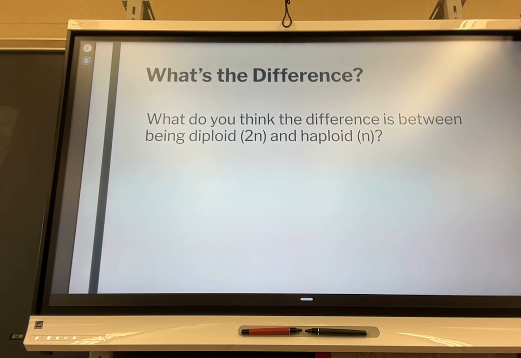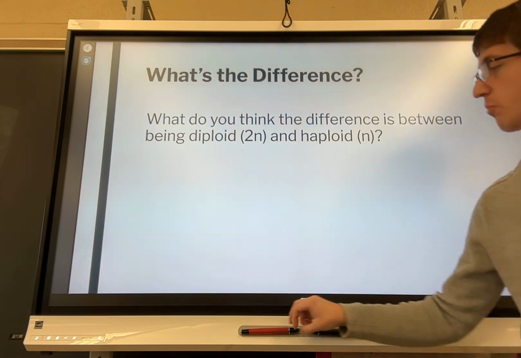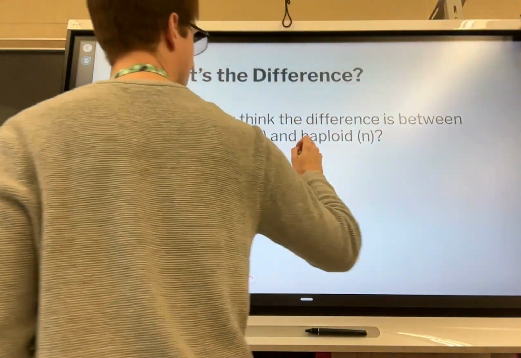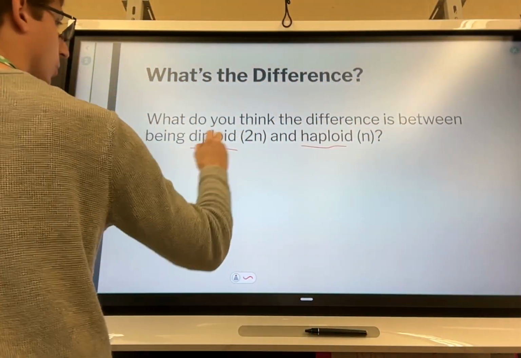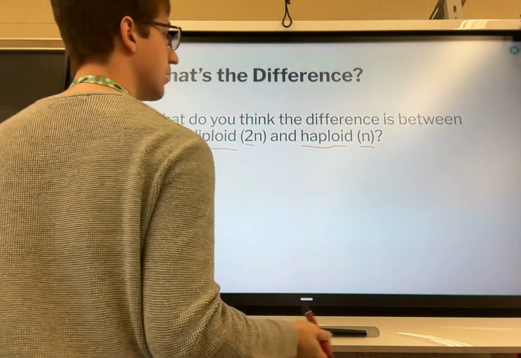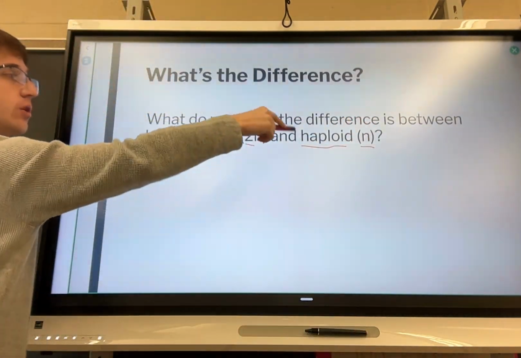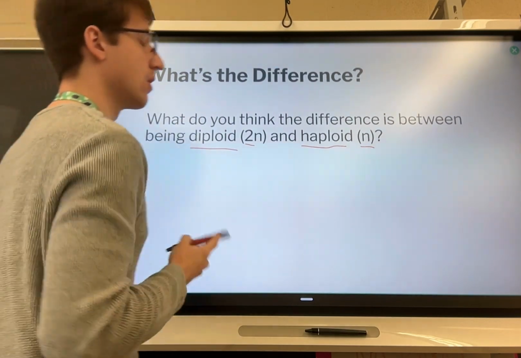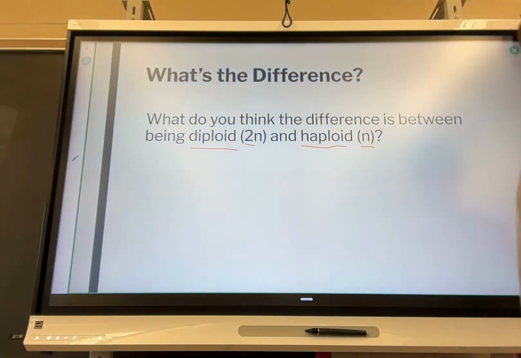Half of it? Okay, so if we break it down, haploid versus diploid, you see the N versus the 2N. So this one could be half of this one. Oh, yes. Okay, you're not entirely off. Anyone else have any other ideas? So you have to solve for n.